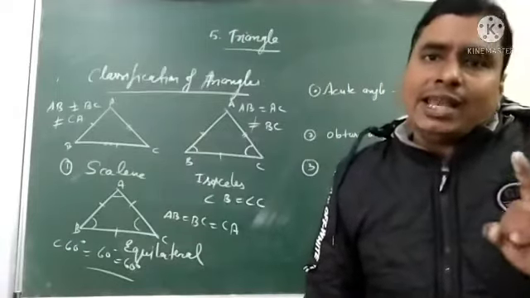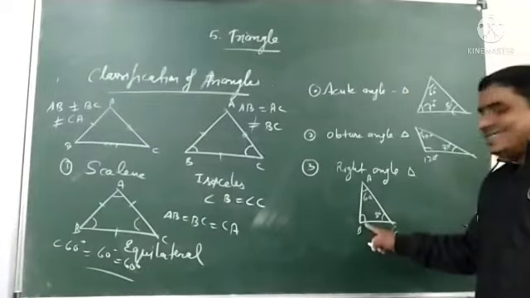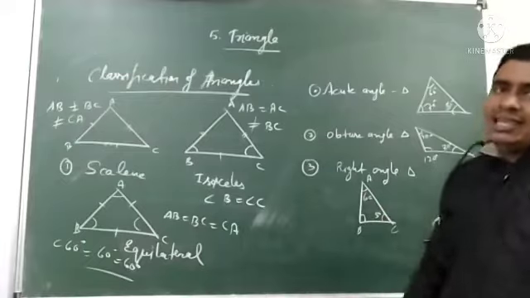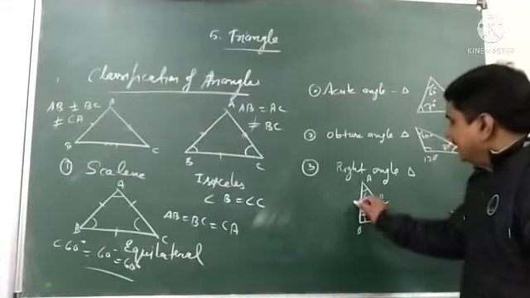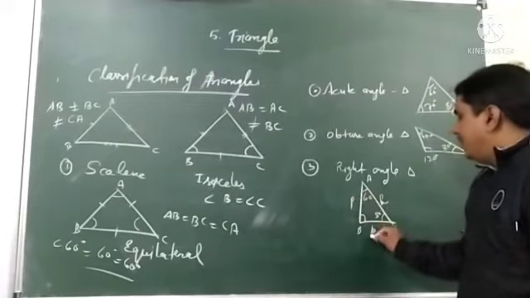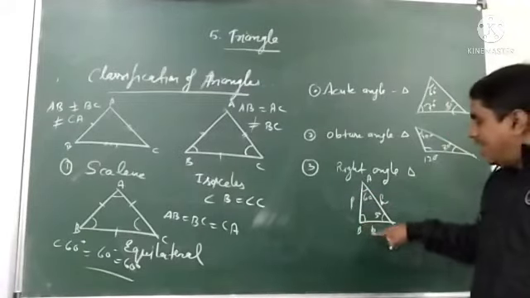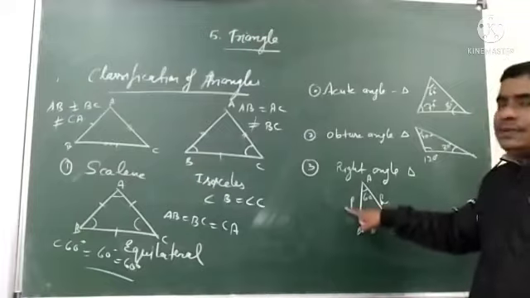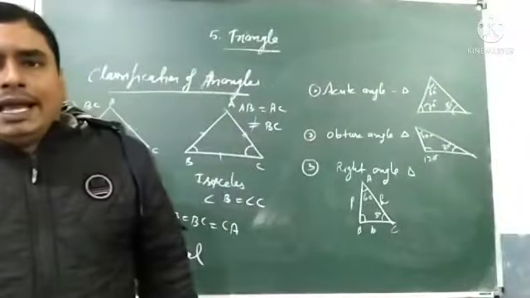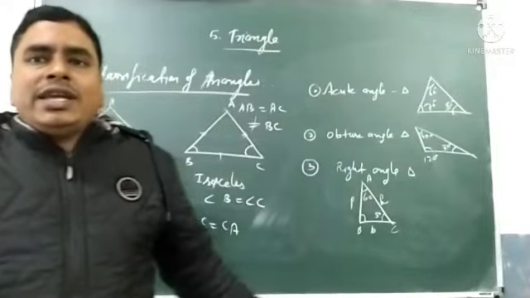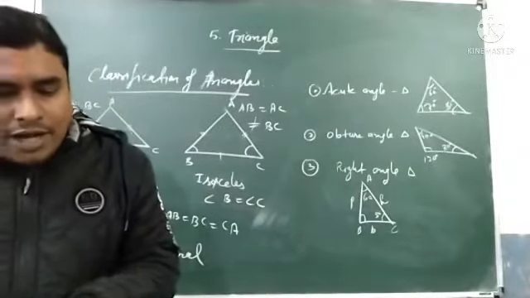In a right angle triangle, one angle is 90 degrees, and the other two angles are less than 90. This side is called the hypotenuse, this is called the perpendicular, and this is called the base. These can be interchanged; either side can become the perpendicular, according to the angle. Is it clear? So in this way we can classify the triangle.